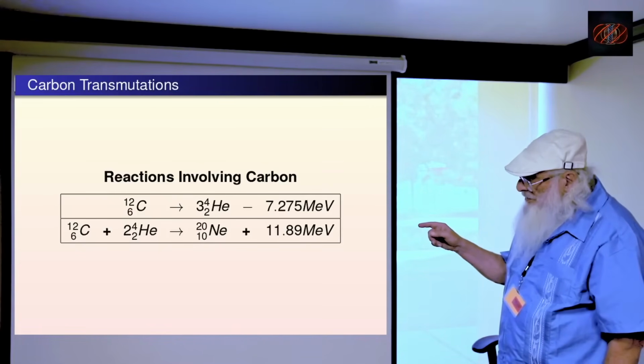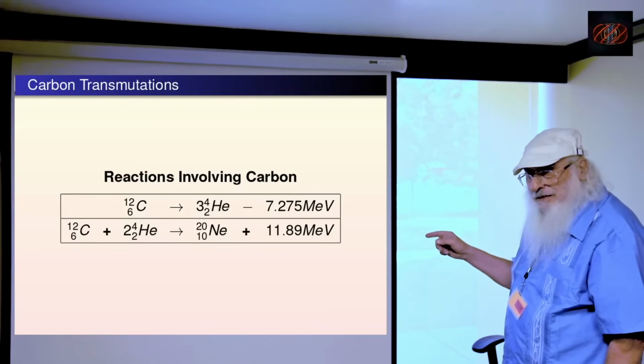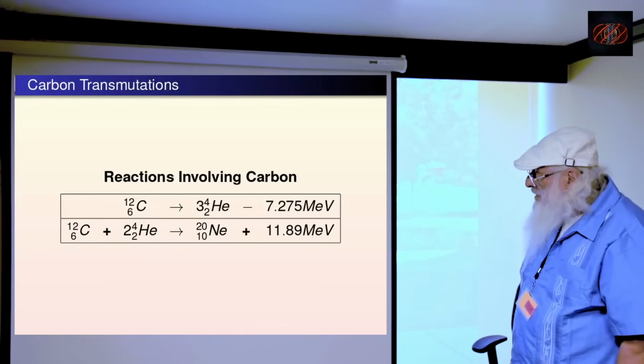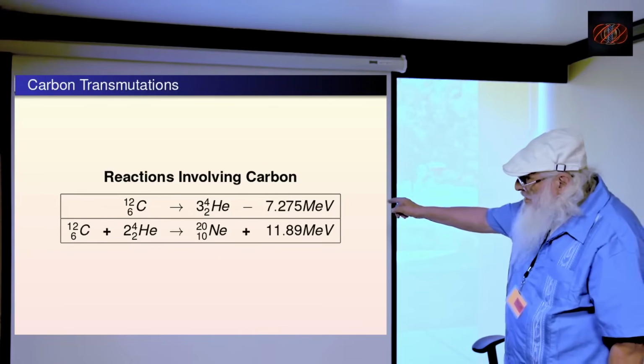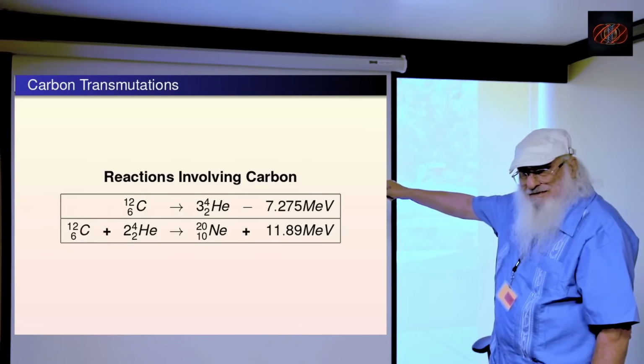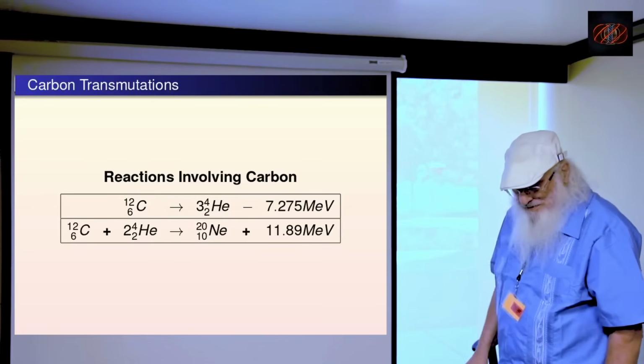The other process, where I'm taking a carbon and fusing it with 2 heliums to make the neon, is an exothermic process and releases energy. Notice the release of the energy more than compensates for the energy that has to be absorbed for the fission process.